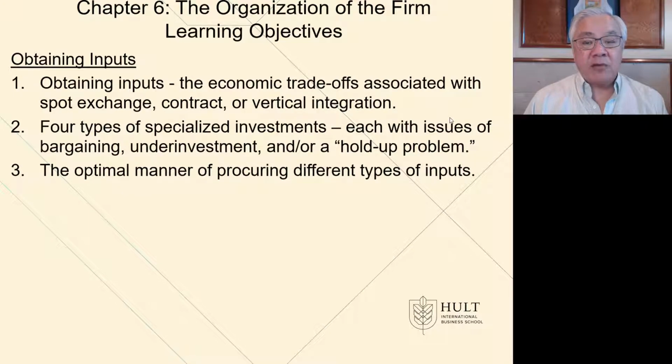The first major topic is obtaining inputs. This means what are the trade-offs from the economic standpoint when we look at the choices that we have, those being the spot exchange, contracting, or vertical integration. And what are the four types of specialized investments? And each of those have their own issues, such as bargaining, underinvestments, or even a holdup problem. And what is the optimal manner in procuring those inputs?